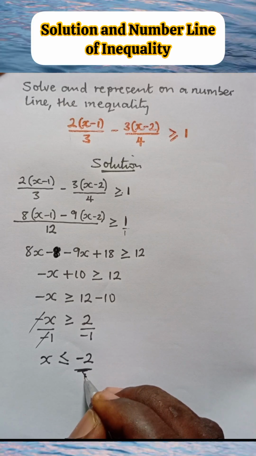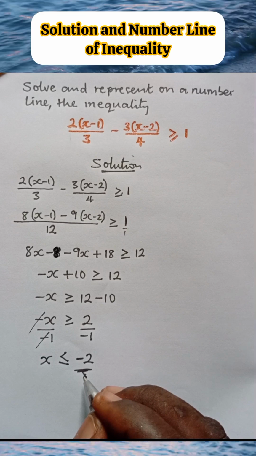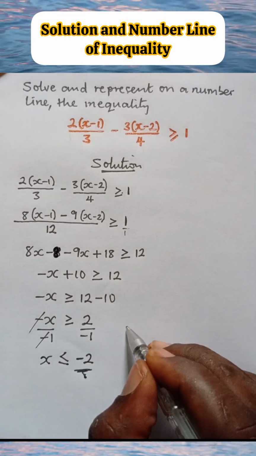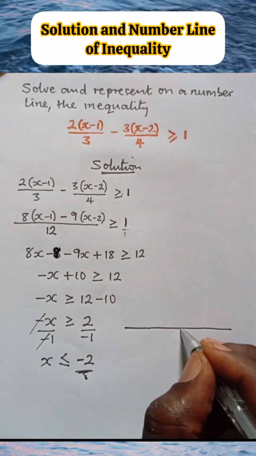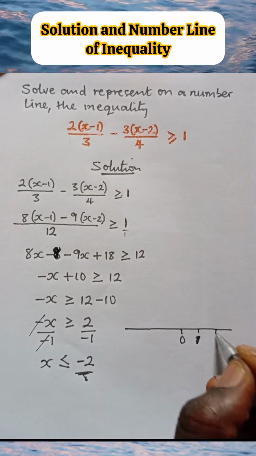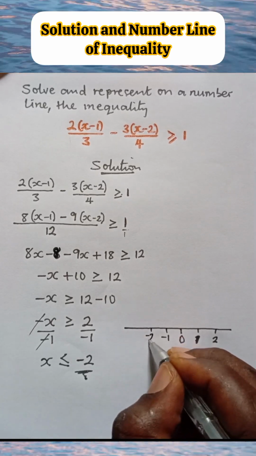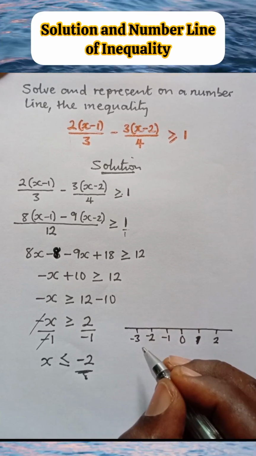Now we are going to represent this solution on a number line. Let us draw our number line. This is our straight line. Of course, the middle is 0. To the right-hand side, we have positive numbers 1, 2, and to the left-hand side, we have negative numbers negative 1, negative 2, negative 3.